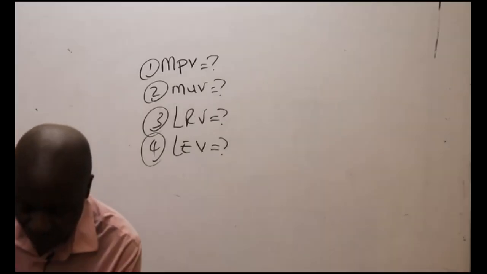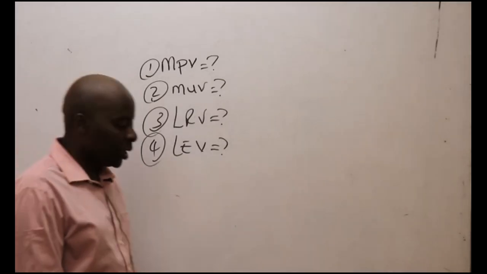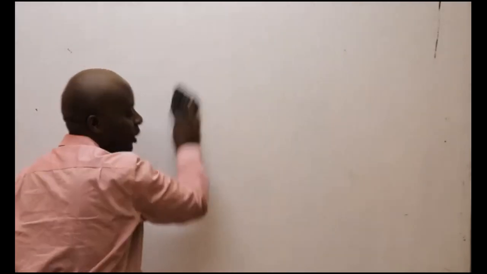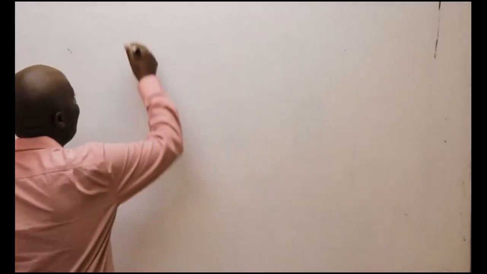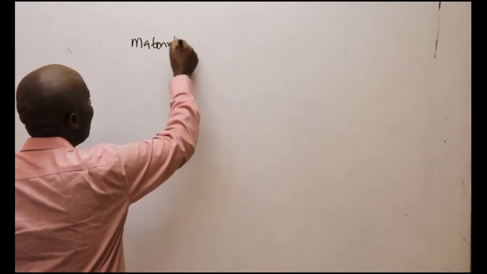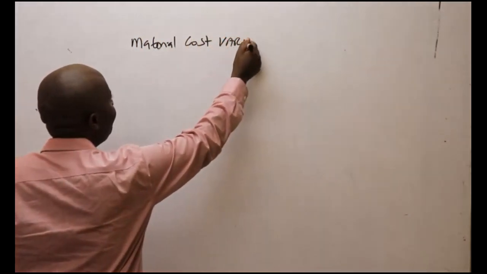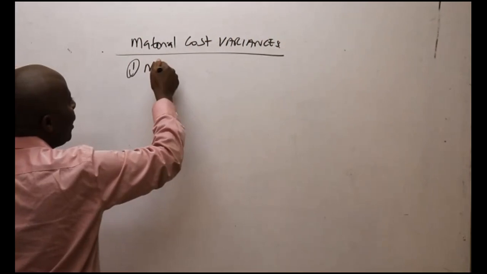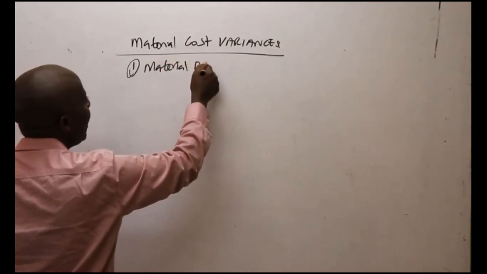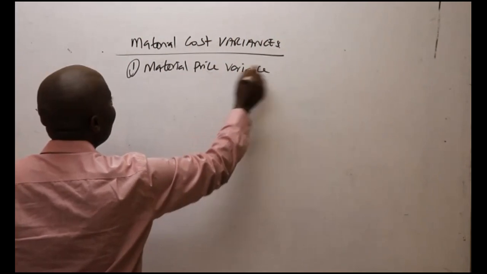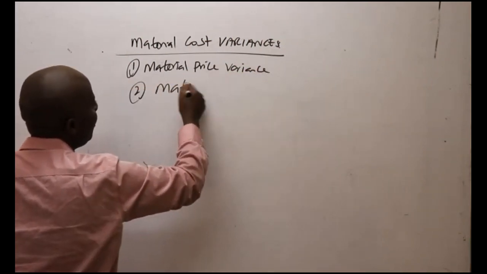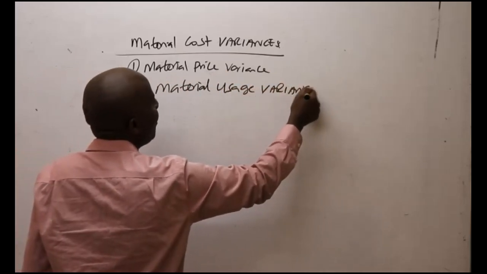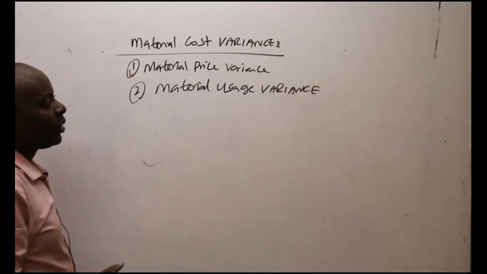Our first class where we were doing variances, so that means I need to start afresh with material price variance. So right there, material cost variances. We have two of them: the material price variance, and number two, the material usage variance.